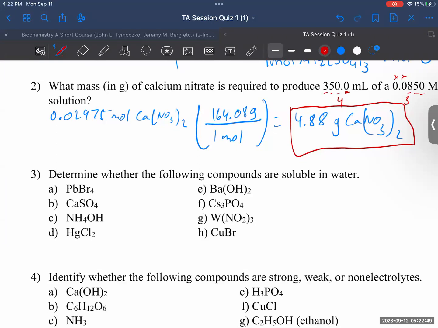Number 3. Determine whether the following compounds are soluble in water. David, for A, lead(IV) bromide, soluble or insoluble? It is indeed insoluble. Lead is a common exception for compounds that are otherwise soluble. In this case, bromides are usually soluble, but lead is one of the exceptions. So lead bromide is indeed insoluble.